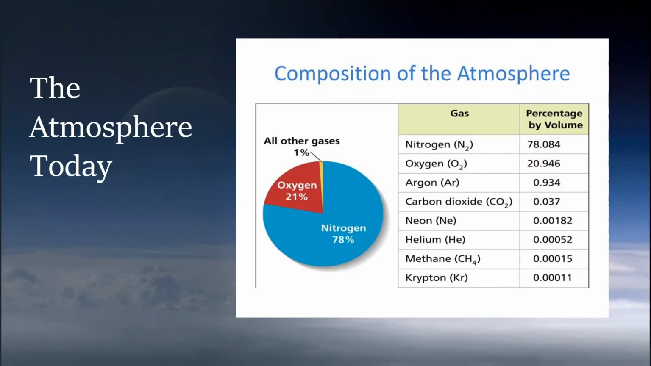And you may be surprised at how low the amount of carbon dioxide is. Carbon dioxide is 0.037. Humans are causing that to increase, but it's still not a major part of the atmosphere. But it's got an effect, a greenhouse effect, which there are other videos on. Okay, let's look at a summary then.